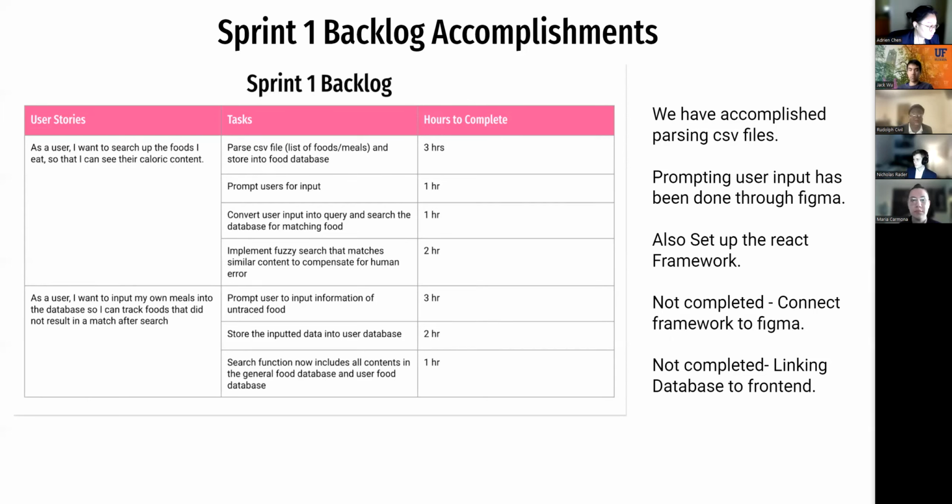That's done. And one thing that we haven't completed is being able to connect the Figma to the React framework. I think that's one of the most important things to do to accomplish some of the sprint backlogs that we didn't get to, such as implementing fuzzy search that matches similar content to compensate for human error. These are things that we haven't gotten to because the Figma and React framework hasn't been completed yet.